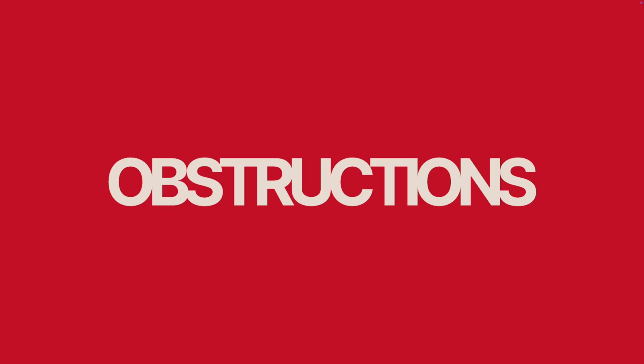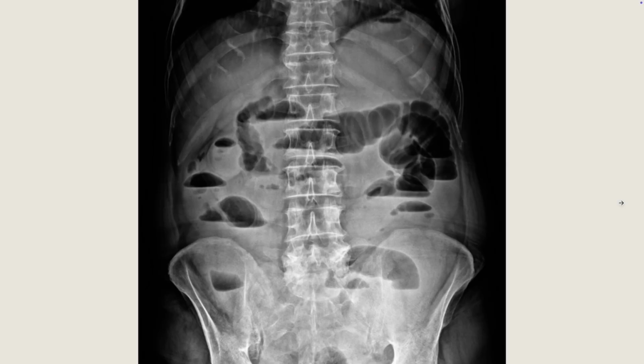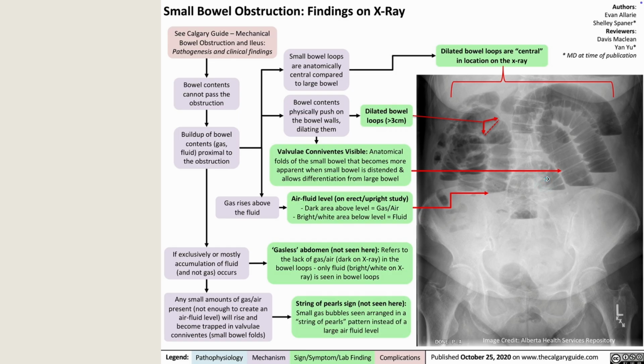So let's get started. First, let's go through X-rays. The things that I want to go through initially are obstructions. You can see that there are some dilated bowel loops here, multiple air fluid levels, and you need to identify whether this is a small bowel or large bowel obstruction. So this is a small bowel obstruction, and you need to know why that is.